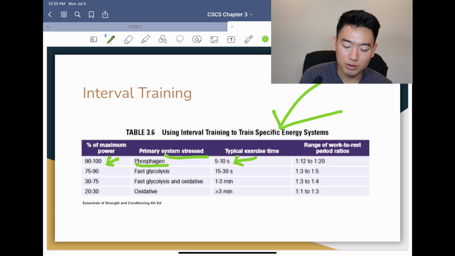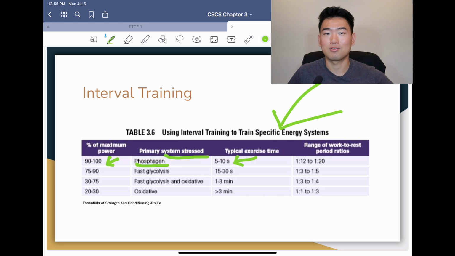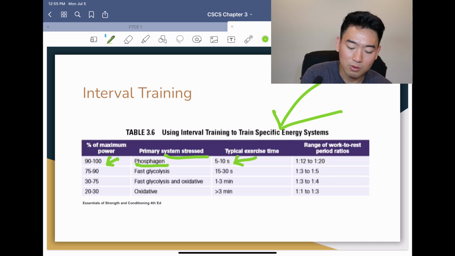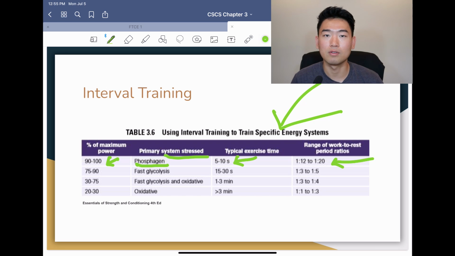And so you gotta be able to rest a lot after that, right? I mean, you worked really, really hard for a short amount of time, and you gotta recover. And so the work to rest ratio is the biggest out of all the systems. It's 1 to 12 to 1 to 20. This is extremely important to remember.